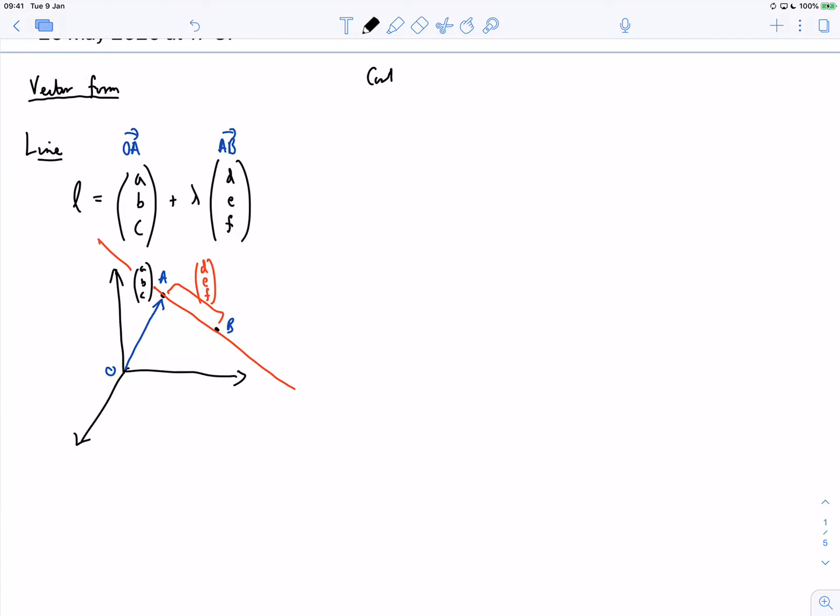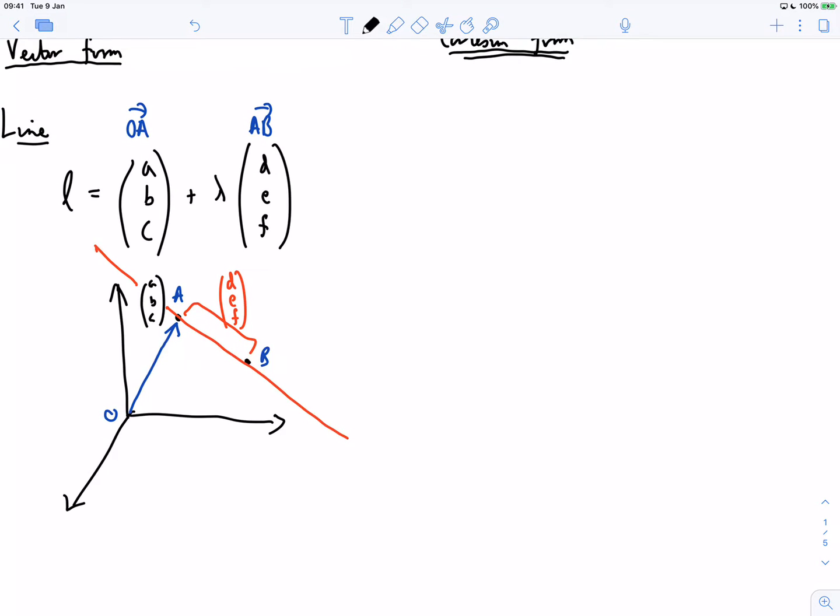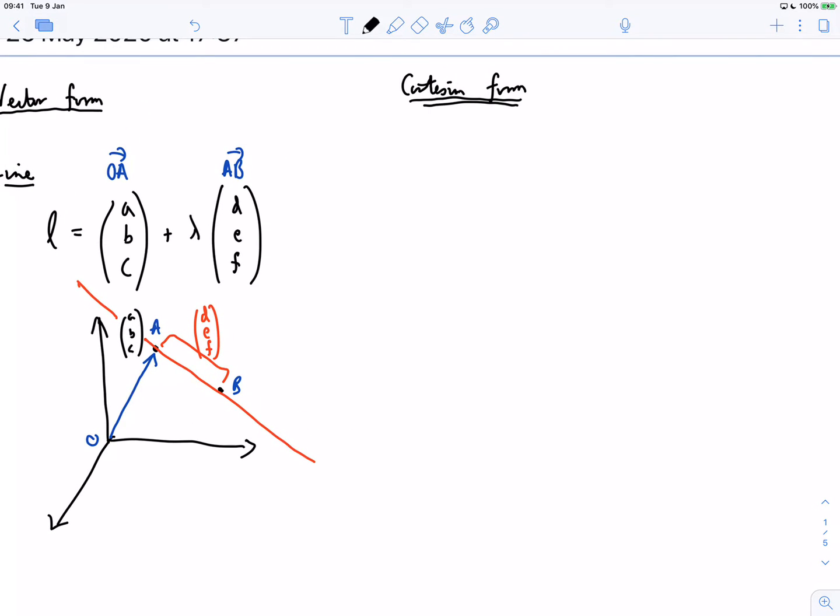Now in this course, let's expand on that a little bit, and have a look at the Cartesian form of a line. All we're going to do now is say, if I look at the x component, and read off the top line, that's just a plus lambda d. So we're just going to read them off. So y is going to be b plus lambda e, and then z, or zed, I always forget which one's English or not, c plus lambda f.